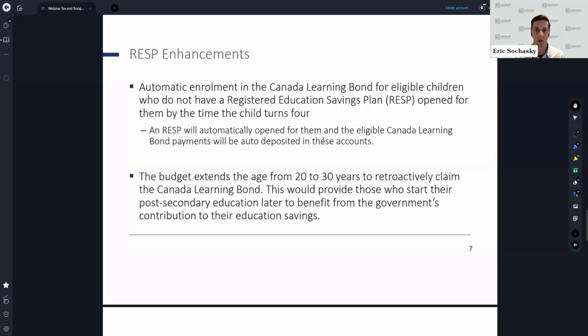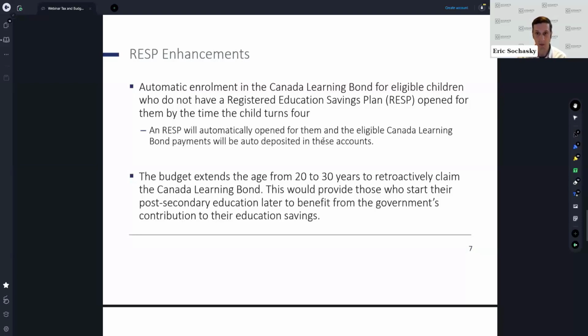And previously, you would have had to A, know the program exists, and B, apply for it. So now this is all happening automatically, assuming, of course, the parents file tax returns and file them indicating that they have children. So this will all happen automatically. The accounts will be opened. Funds, if the family qualifies, will be automatically deposited into their account and can be used by the child when they eventually go to school.